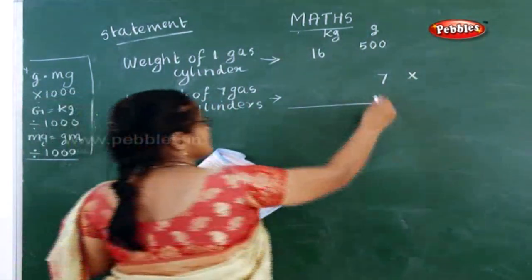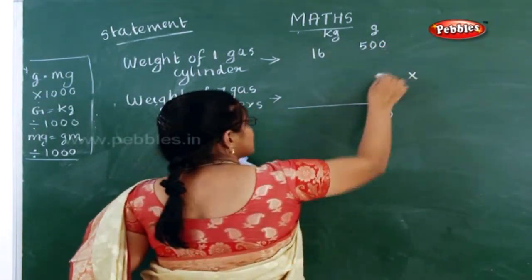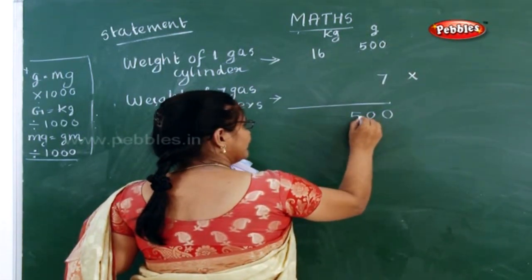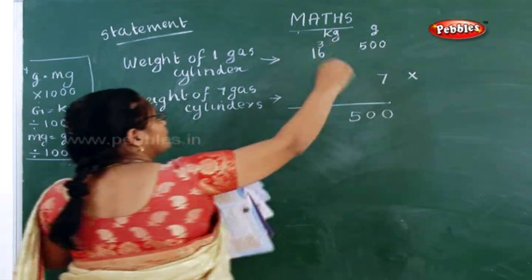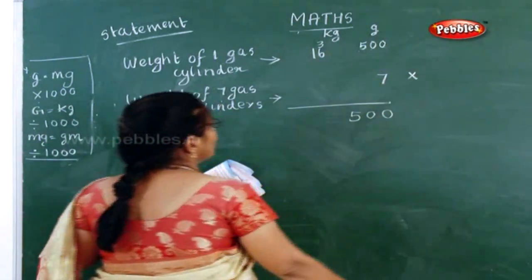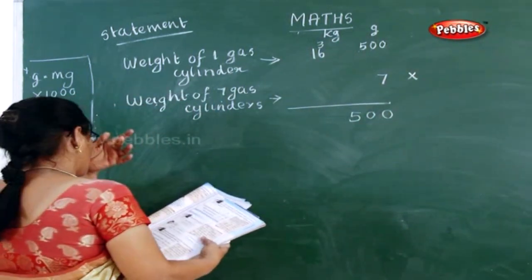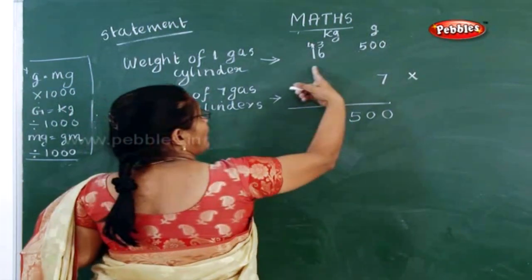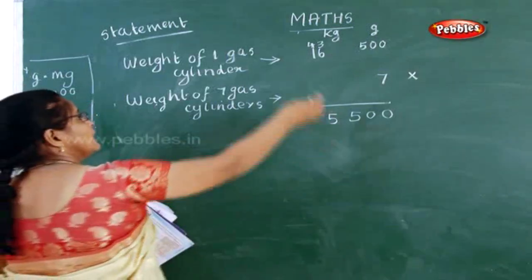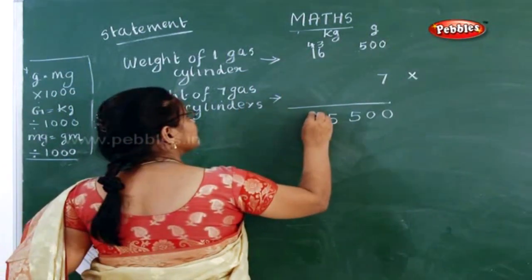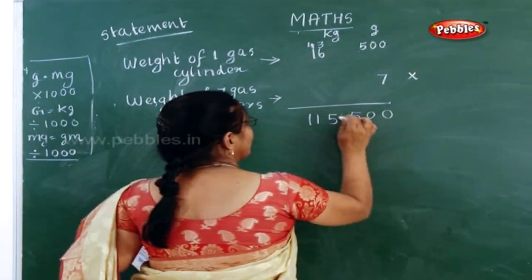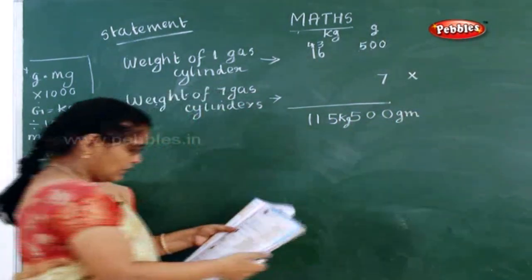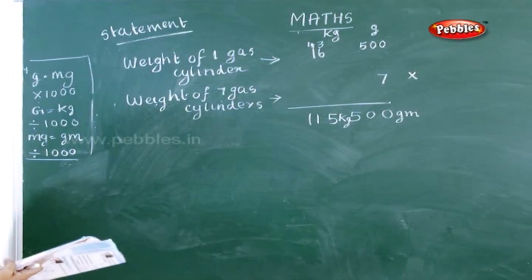Now what is 0 sevens? 0. 0 sevens are 0. 5 sevens are 35. Immediately you put 3 here. 6 sevens are 42. 42 plus 3 is what? 45. You put 4 here. 1 sevens are 7. 7 plus 4 is 11. So you have to write 115 kilogram and 500 gram.